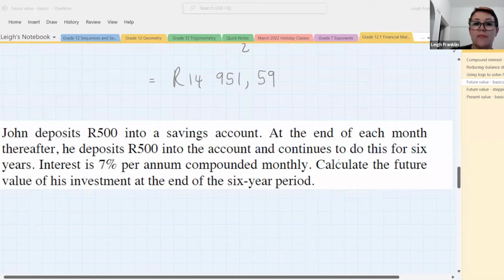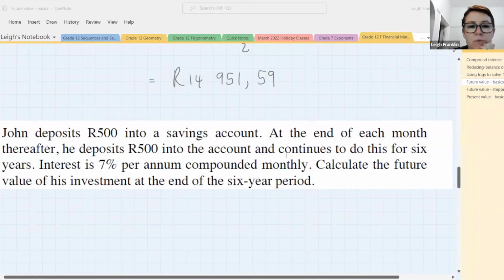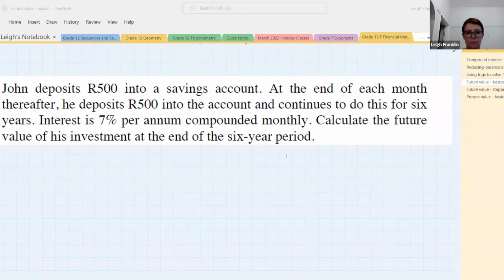Let's have a look at this question. And again, we can debate whether we think that there is an immediate deposit. Yeah, let's do this one. So John deposits 500 Rand in a savings account. At the end of each month thereafter, he deposits 500 Rand into the account and continues to do this for 6 years. So this one is set out a little bit better. Interest is 7% per annum compounded monthly. Calculate the future value of his investment at the end of the 6-year period. You try this one on your own, and then we'll talk about what answer you get.